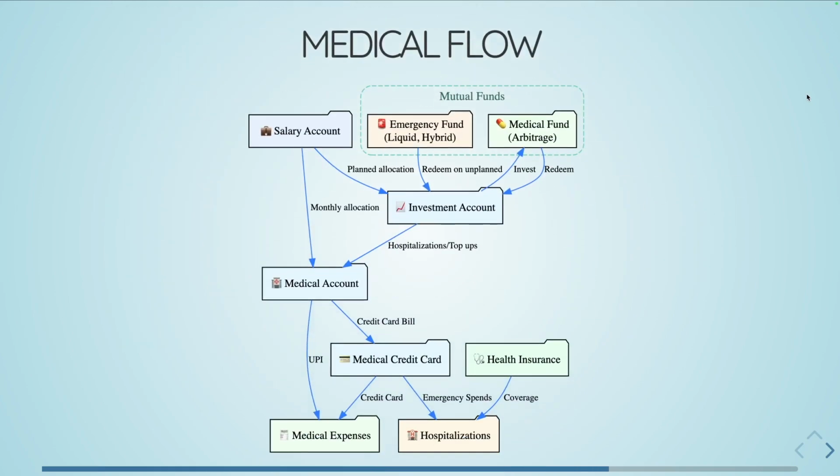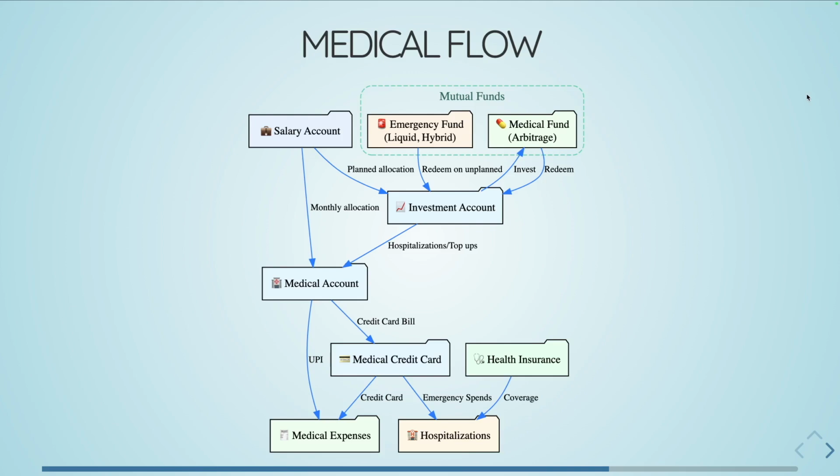So we see the flow here, right? The money flows into the salary account. From there, it goes into a medical account. From there, it's spent via UPI, or there's a medical credit card which I use, where the credit card bills are paid from the same medical account, right? So this is one flow, which is a regular flow, and there is another flow for cases where some hospitalization is required. It can be planned or it can be an emergency, or whatever, right?